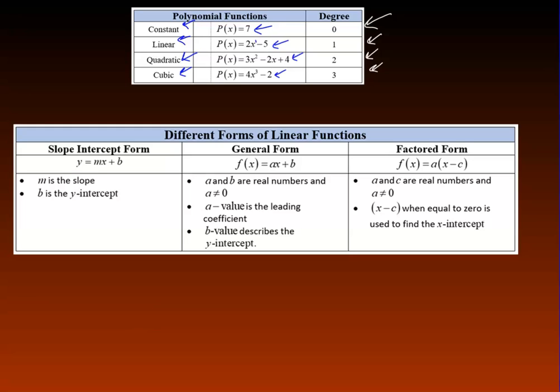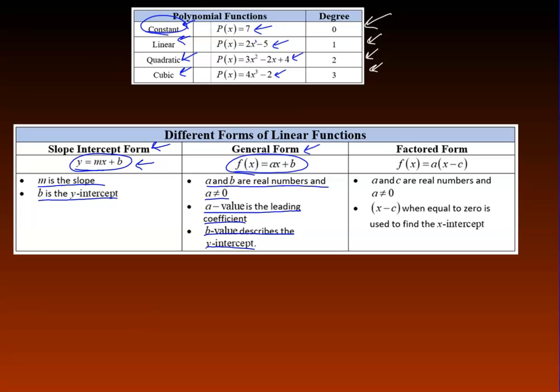So, different forms of linear functions. We have slope-intercept form, which you've worked with before. That's y equals mx plus b, where m is the slope and b is the y-intercept. Then we have the general form, which is f of x equals ax plus b. That's what we were doing in section 1.3 when we were finding the linear regression. In this form, a and b are real numbers and a cannot equal 0, because if a is 0, then we have our constant function. Here a is the leading coefficient and b describes the y-intercept.